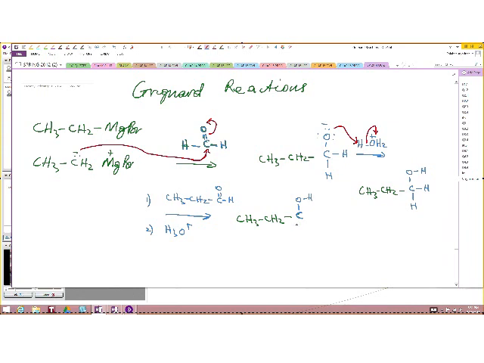This is from the aldehyde, right? The aldehyde has this hydrogen here. So therefore, an aldehyde will react with a Grignard to form what kind of alcohol? A secondary alcohol. However, the smallest aldehyde, which is formaldehyde, will react with a Grignard to give what? A primary alcohol. Okay? Now, supposing we have a ketone.